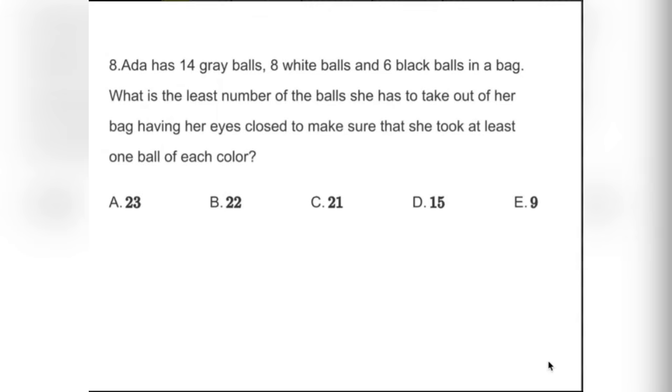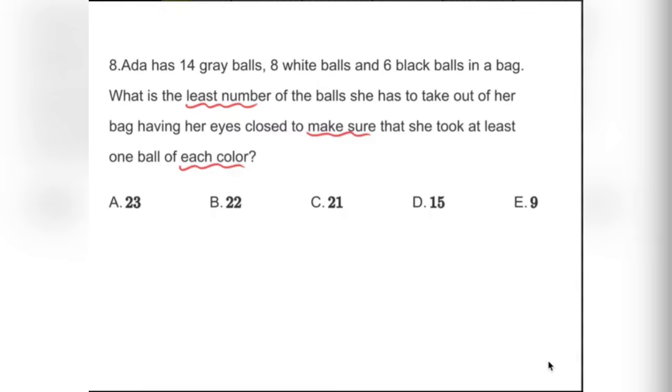Now, following this, for question 8, Ada has 14 gray balls, 8 white balls, and 6 black balls in a bag. What is the least number of balls she has to take out of her bag, with her eyes closed, to make sure that she took at least 1 ball of each color? So think about it, which color should we start from?